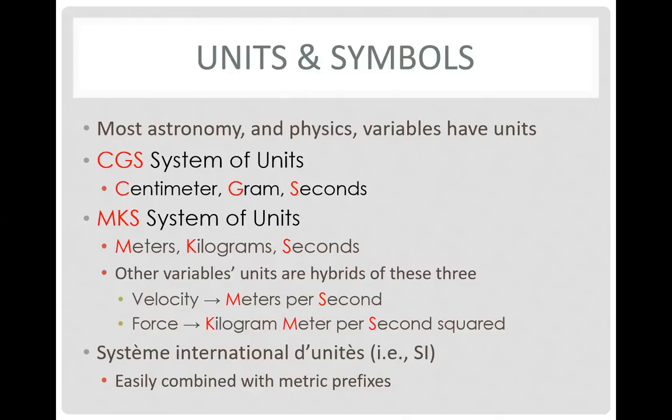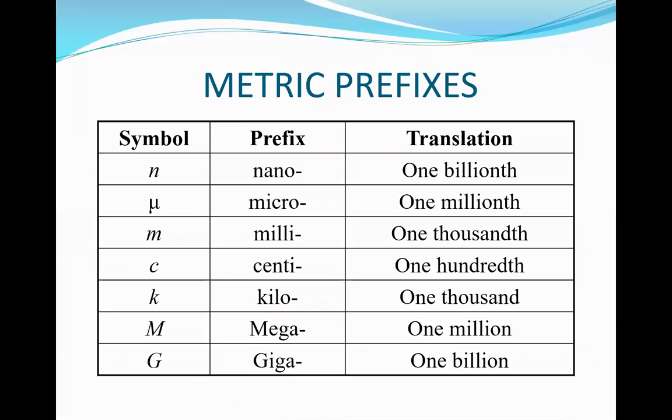The nice thing about the SI system is that these units are easily combined with what are called metric prefixes. And I guarantee that you've heard metric prefixes before, you just might not be aware of them in an everyday context. So here are some of the more common metric prefixes. There are more of them out there, but these are the ones that we're going to see throughout the semester quite often. So here's the abbreviation, the symbol. Here's the actual prefix to the unit that it attaches to. And here is its translation for the size or the scope of the metric prefix.